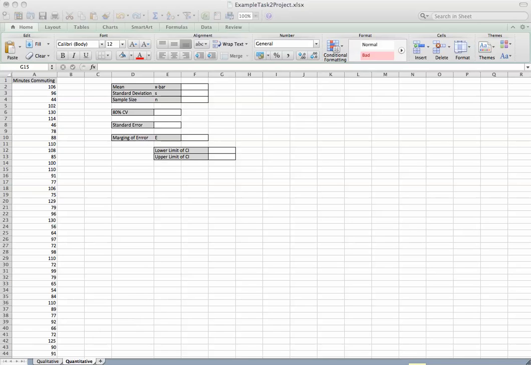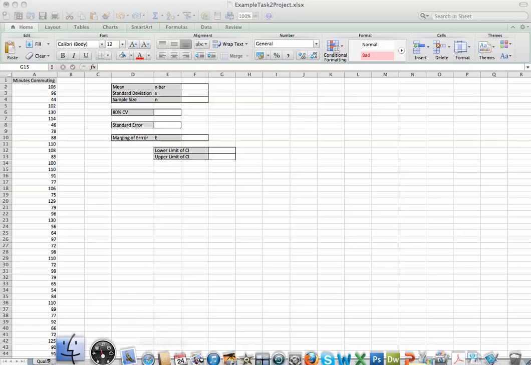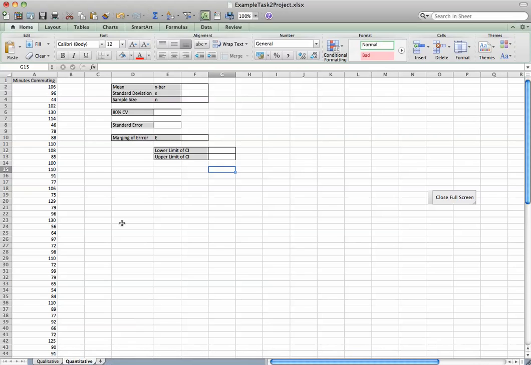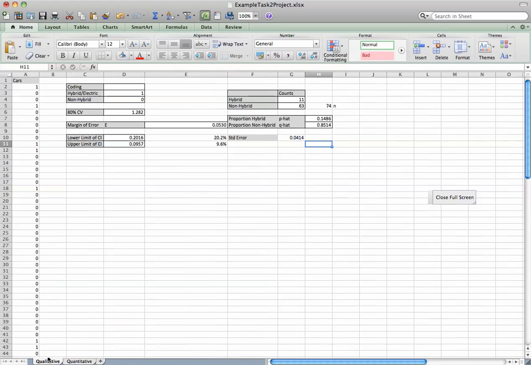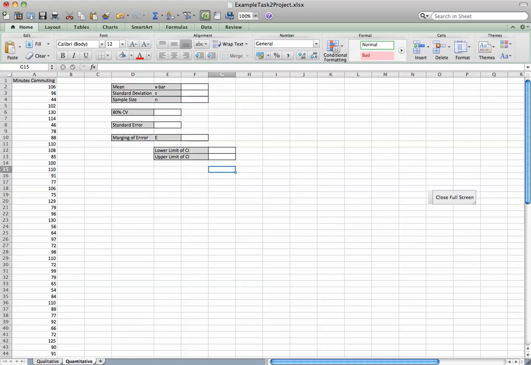All right, so first off, I should mention something about the qualitative data. I just realized when I looked at this again. So let me show you qualitative data. I said lower limit, upper limit. Oh, I did those backwards. This is the upper limit 0.2016, and this is the lower limit 0.0957. So just wanted to note that.